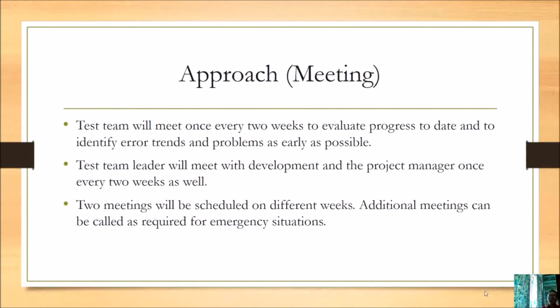Approach meeting. The test team will meet once every 2 weeks to evaluate progress to date and to identify error trends and problems as early as possible. The test team leader will meet with development and the project manager once every 2 weeks as well. The 2 meetings will be scheduled on different weeks. Additional meetings can be called as required for emergency situations.